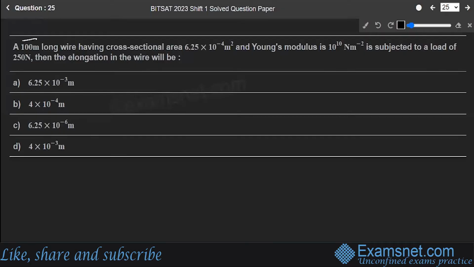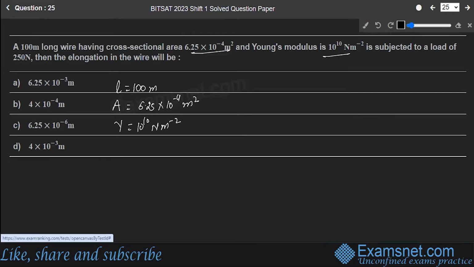Question number 25. A 100-meter long wire having cross-sectional area 6.25 into 10 power minus 4 meters square, Young's modulus 10 power 10, is subjected to a load of 250 newtons. Then the elongation in the wire will be. So let's write down the things which are given. The length of the wire is 100 meters and the cross-sectional area is 6.25 into 10 power minus 4 meters square. Young's modulus is 10 power 10 newton per meter square, and the load, I will take it as a force only, 250 newtons, and you have to find out the elongation in the wire.